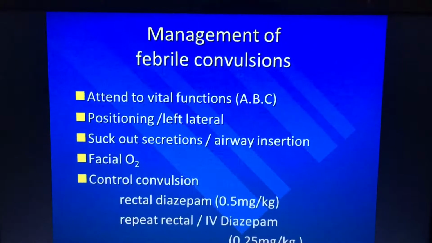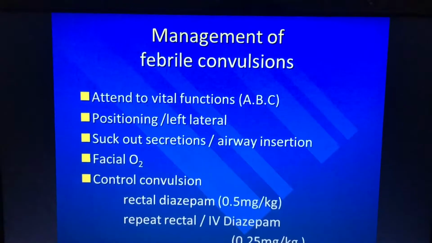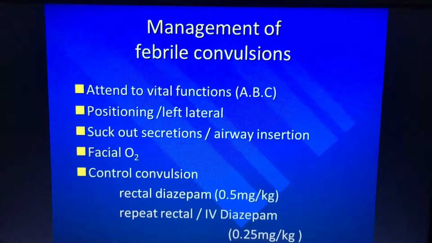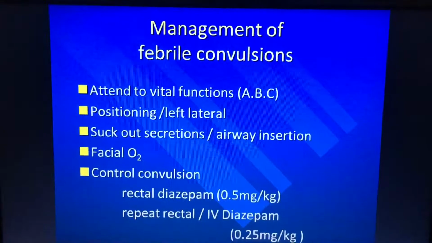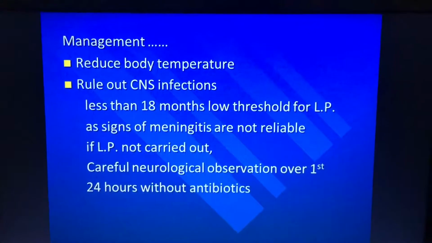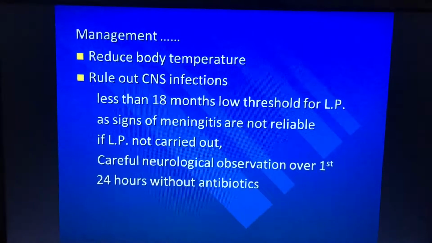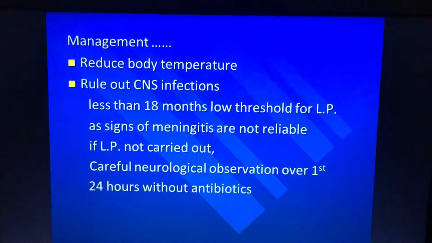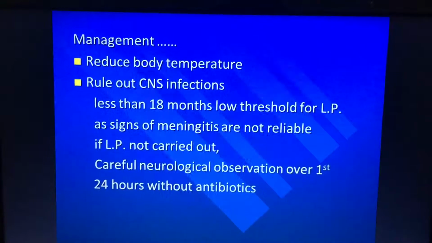You can give rectal diazepam 0.5 mg per kilogram, or you can give IV diazepam, which is 0.25 mg per kilogram. Then you should reduce body temperature. Either you can give antipyretics, and you can also do tepid sponging.